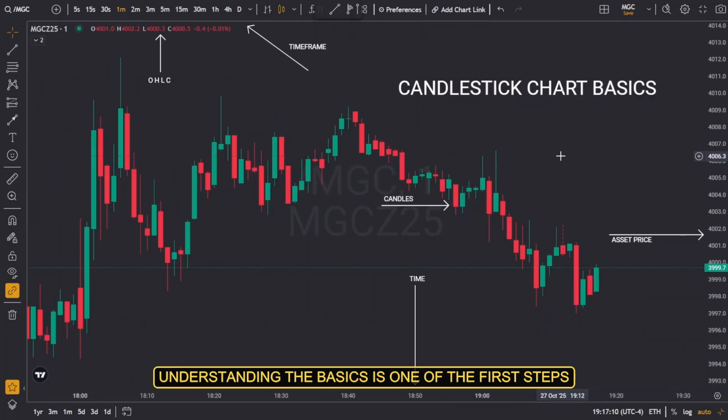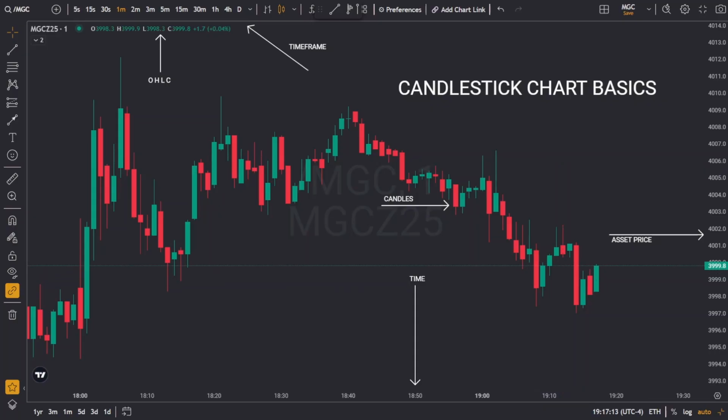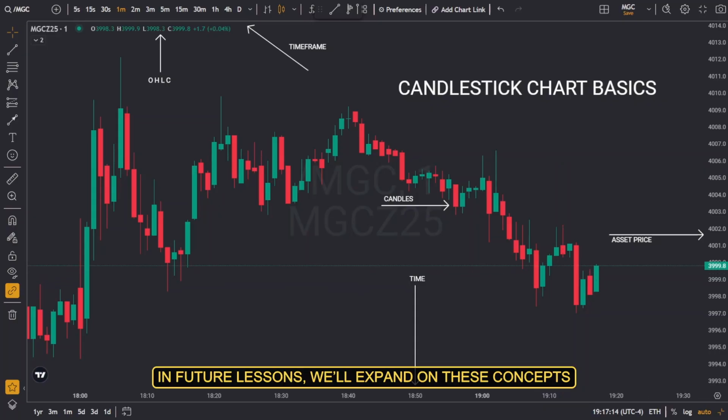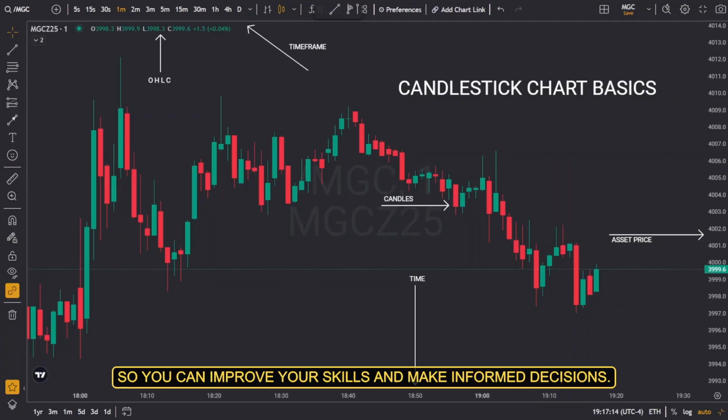Understanding the basics is one of the first steps in learning how to read and analyze a chart. In future lessons, we'll expand on these concepts so you can improve your skills and make informed decisions.